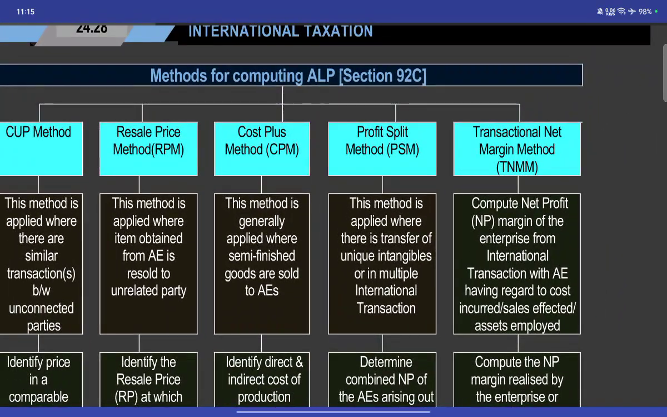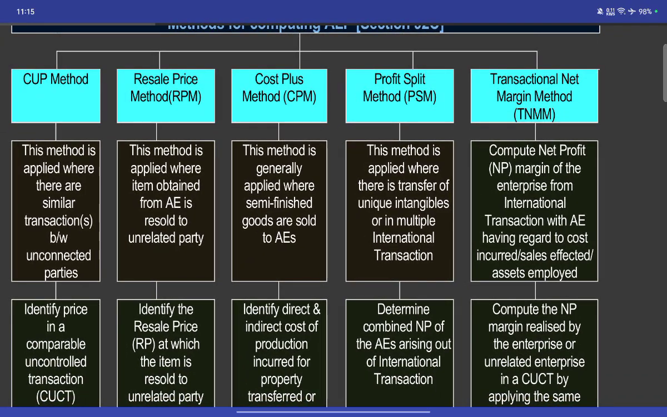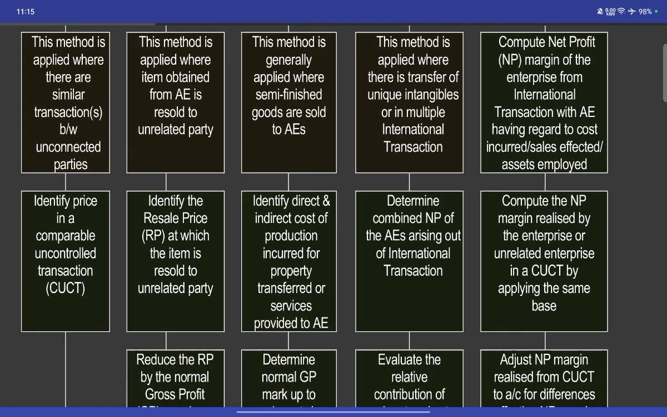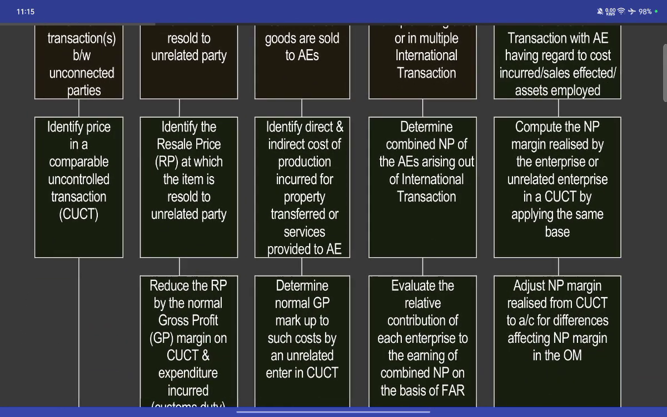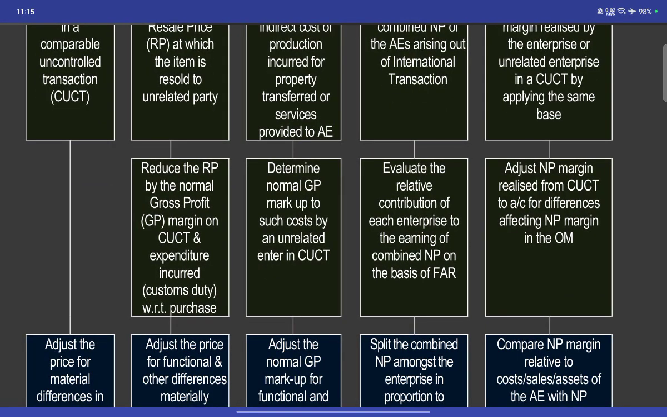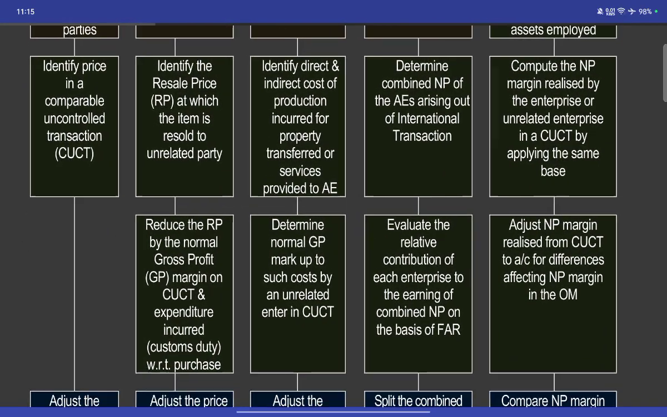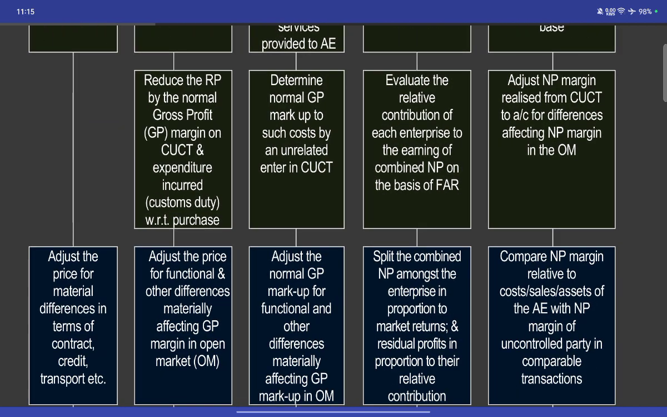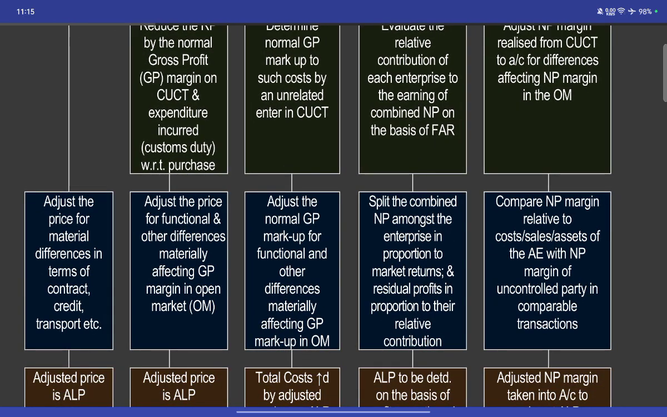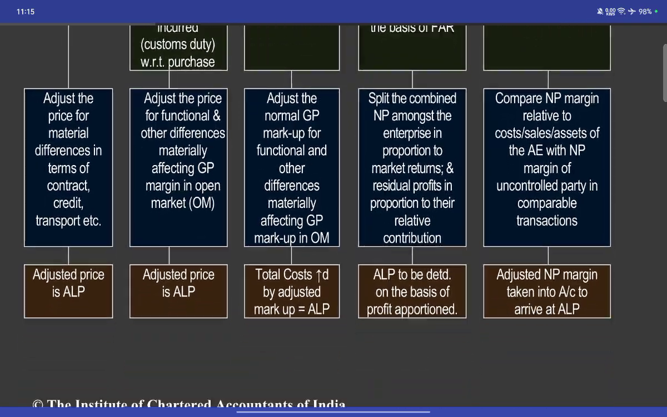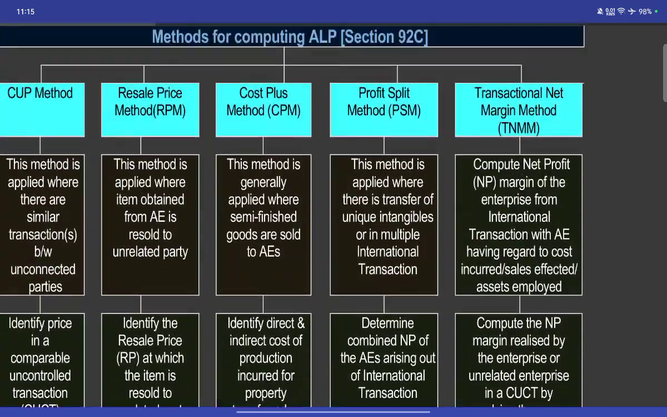In the case of the resale price method, the method is applied where an item obtained from an associated enterprise is resold to an unrelated party. Identify the resale price at which the item is resold to the unrelated party. Reduce it by the normal gross margin, the gross profit of the comparable uncontrolled transaction, and expenditure incurred in customs only with respect to purchase. Adjust the price for functional and other differences materially affecting the gross profit margin in the open market. The adjusted price is the arm's length price.